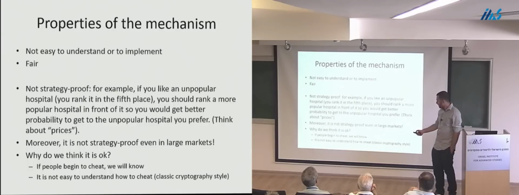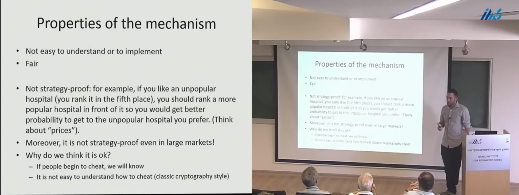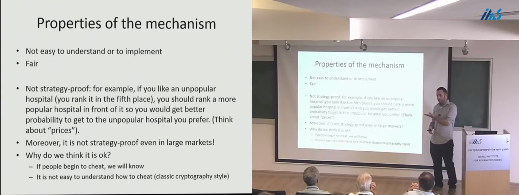So why do we think that it's fine to be non-strategy proof in this case? One reason is that if somebody finds out it is not strategy proof, we're going to know about it. It's going to be on Facebook. It's going to be specifically on their forum on the internet that we keep reading, and we see that nobody actually knows how to cheat this mechanism.